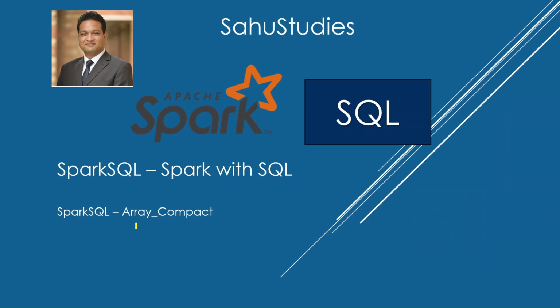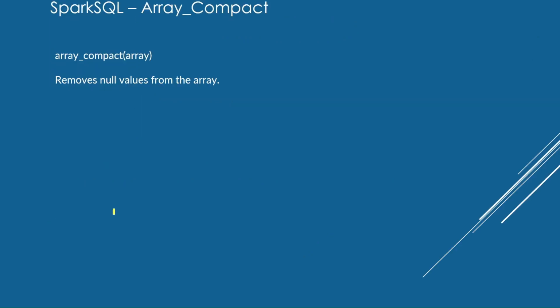In this video, we are going to discuss the array compact function in Spark SQL. So why do we use the array compact function? Whenever there is a requirement to remove the null values from an array column, we can use the array compact function. This is the signature of array compact, and it takes only one parameter, that is array. If that array has some null values, it will remove the null values from the array and return the new array without those null values.